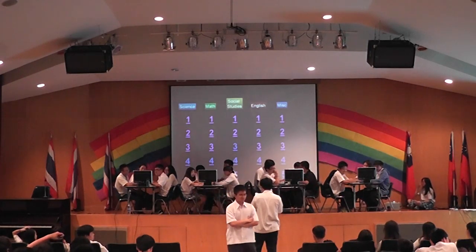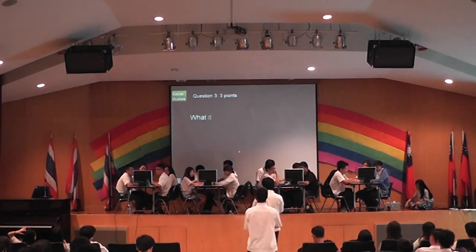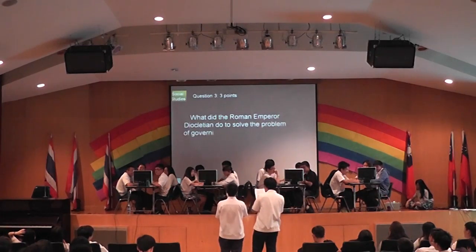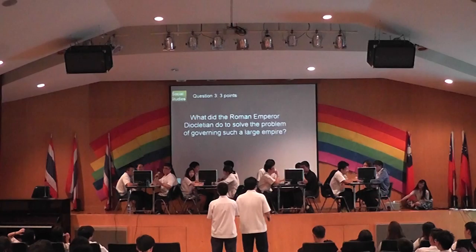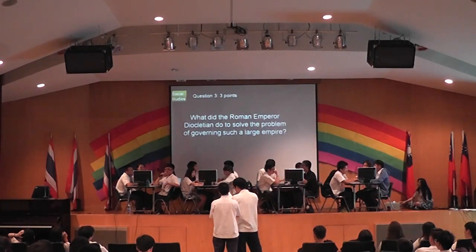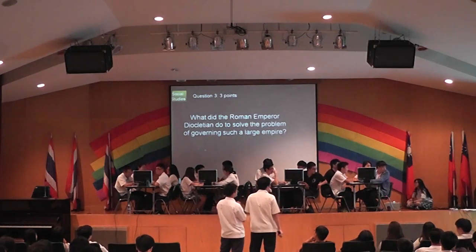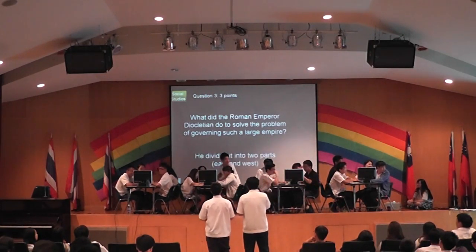Social Studies 3. What did the Roman Emperor do to solve the problem of governing such a large empire? Team 1. Dividing the empire into 2. That is correct. Team 1, please choose your category.